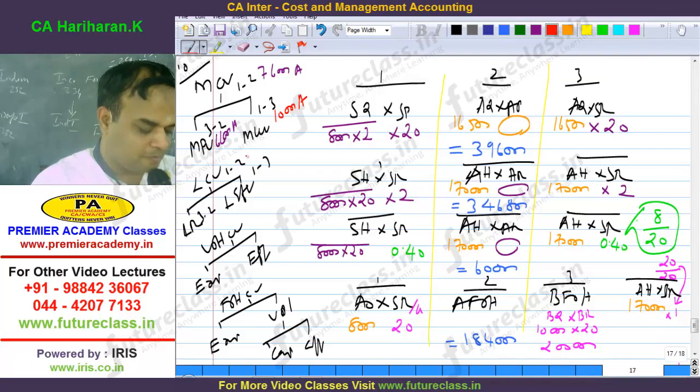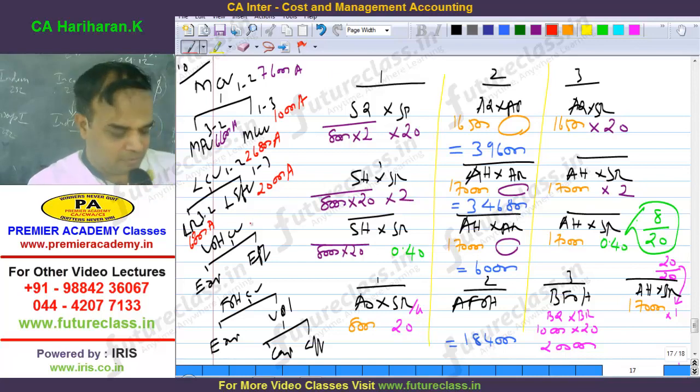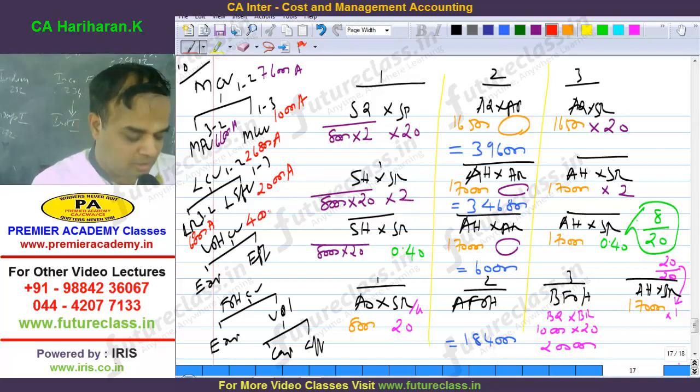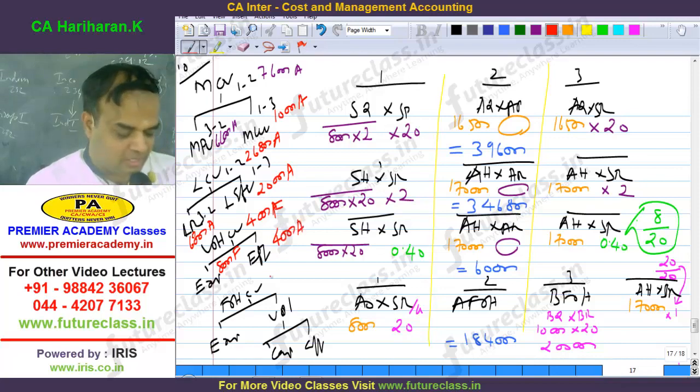Labor cost variance 26,800 adverse. Rate variance 6,800 adverse. Efficiency 20,000 adverse. Variable overhead cost variance 4,000. Expenditure 8,000 favorable. Efficiency 4,000 adverse.